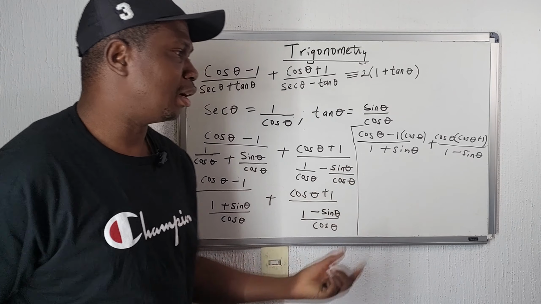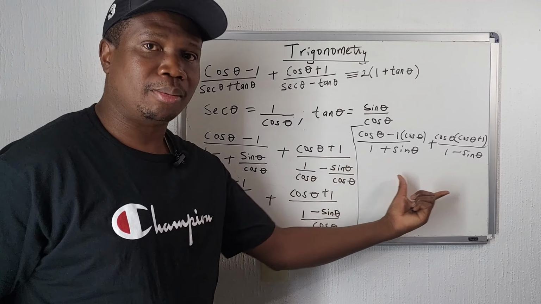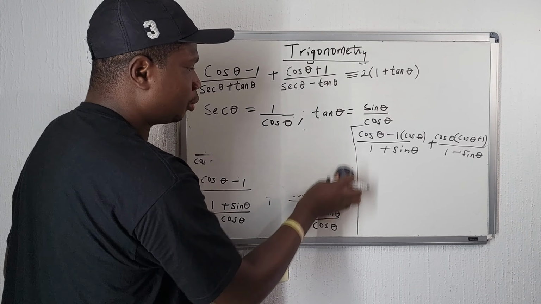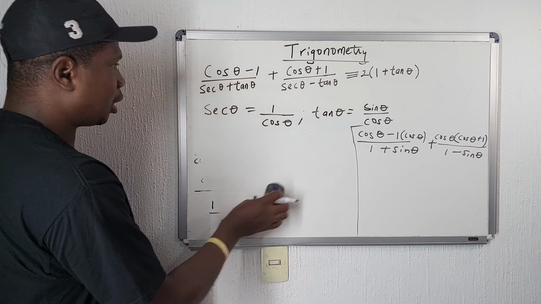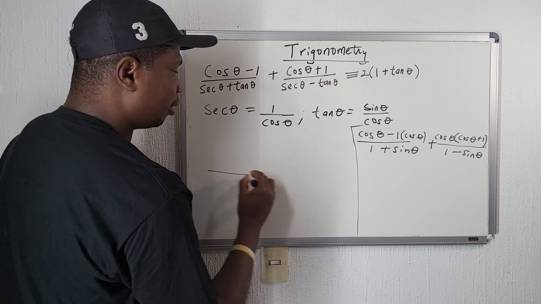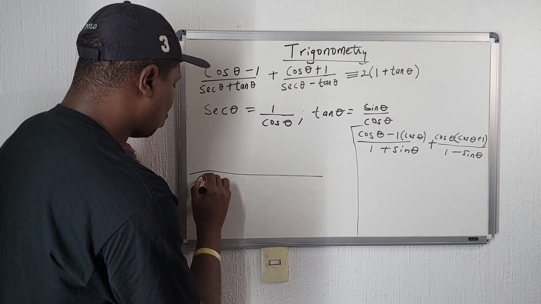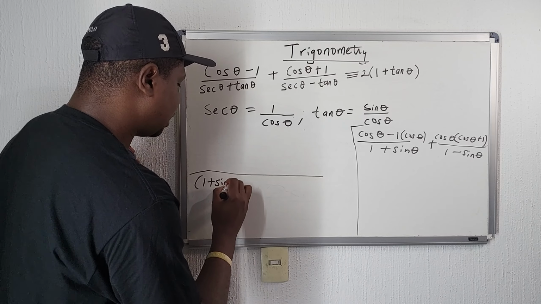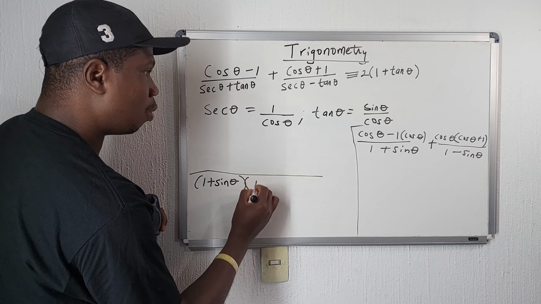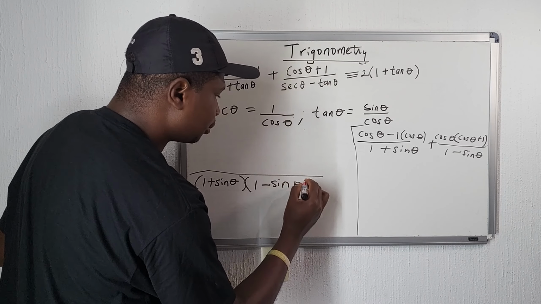Now, if you have arrived here, to simplify this further, we can take the LCM in this part. So how can we do it? Taking the LCM of this part, the LCM is 1 plus sin theta and 1 minus sin theta.